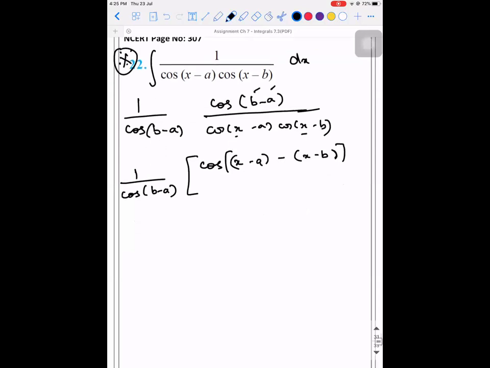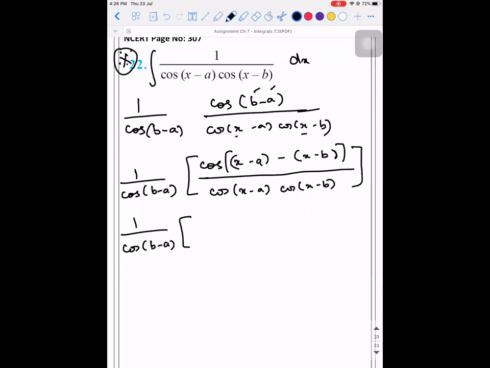Divided by cos of x minus A into cos of x minus B. Now what can I do to the numerator? 1 by cos of B minus A into cos of A minus B. That is divided by cos x minus A into cos x minus B.